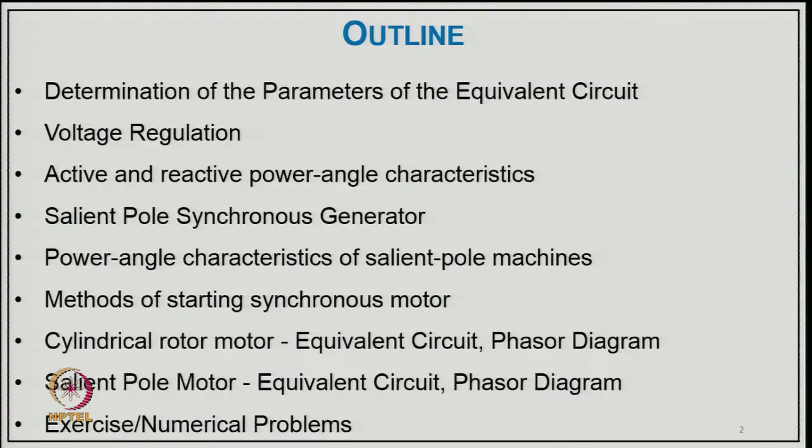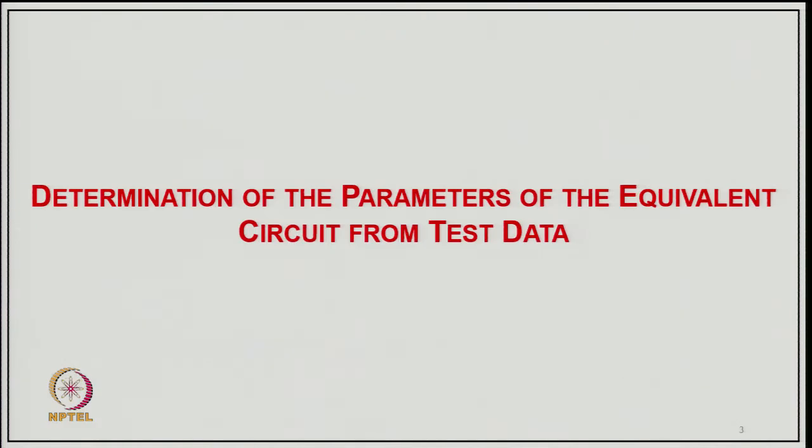Starting with the outline of today's presentation, we will talk about determination of parameters of the equivalent circuit, then voltage regulation, active and reactive power angle characteristic, then we will talk about salient pole synchronous generator, power angle characteristic of salient pole machine, then method of starting of synchronous motor, then cylindrical rotor equivalent circuit phasor diagram, and salient pole motor equivalent circuit phasor diagram, and an exercise numerical problem.